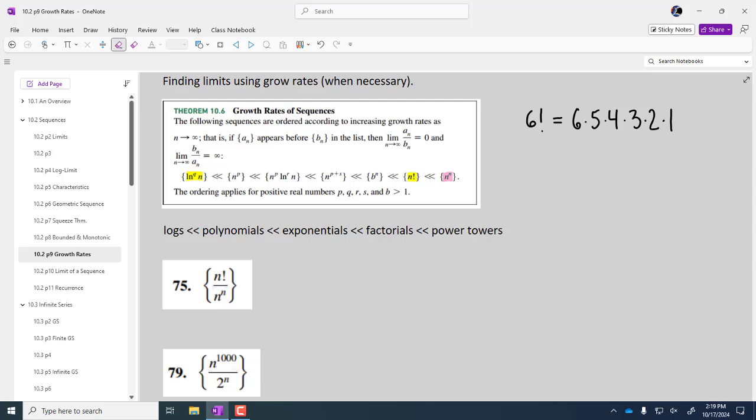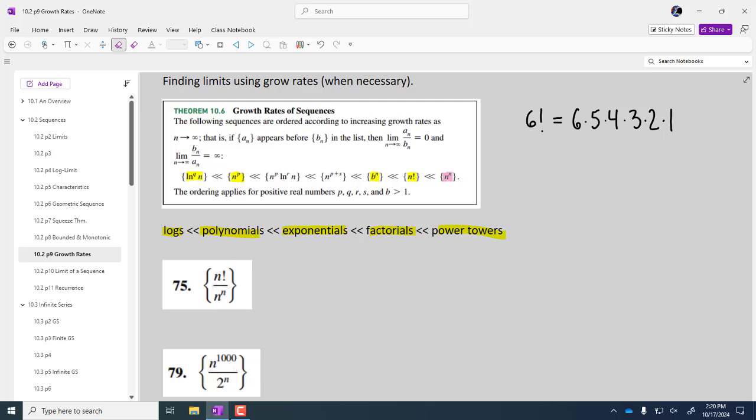So I've kind of summarized the ones that we're going to look at down here. And the double greater than symbol there just means polynomials grow faster than logs. Exponentials grow faster than polynomials. Factorials grow faster than exponentials. And power towers grow the fastest. So we're going to be looking at these ones right here. Those are the 5 primary ones: log, polynomial, exponential, factorial, and power tower.